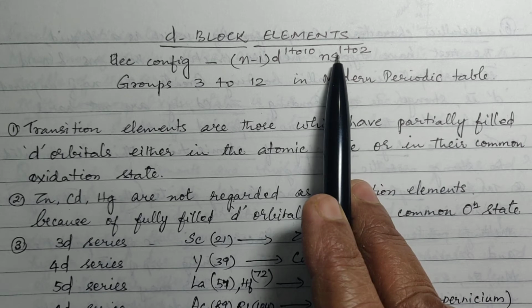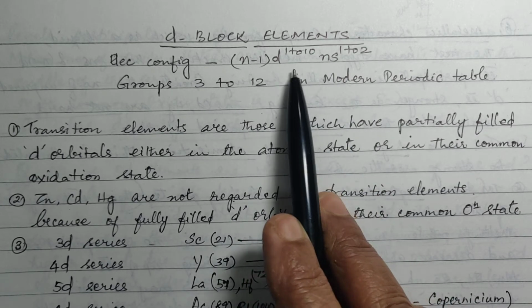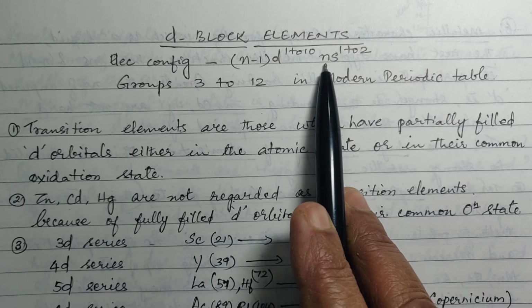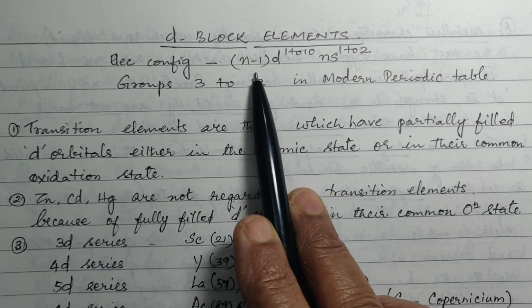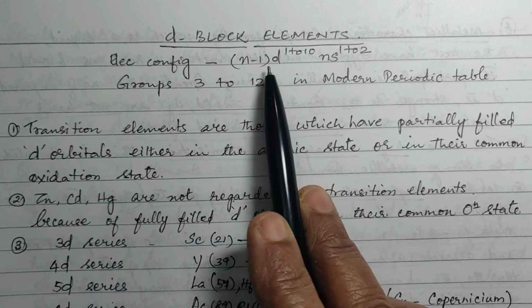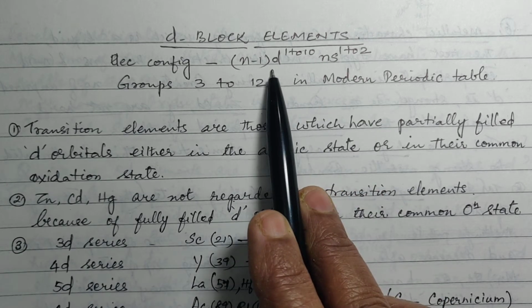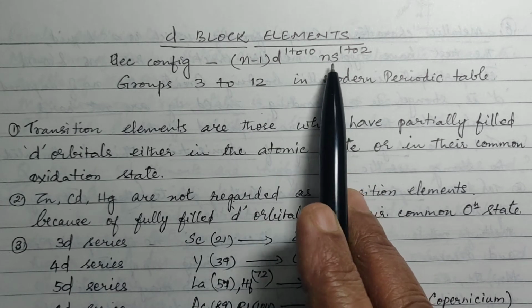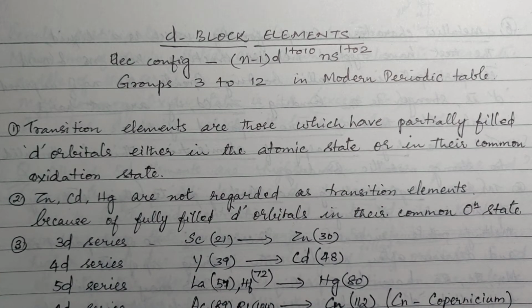So here, when you want to write the configuration of chromium, that is 24, in order to make the d orbital half filled, you will take one electron from s and put it in d. So you will have 3d5. Okay, so we will see all this one by one.